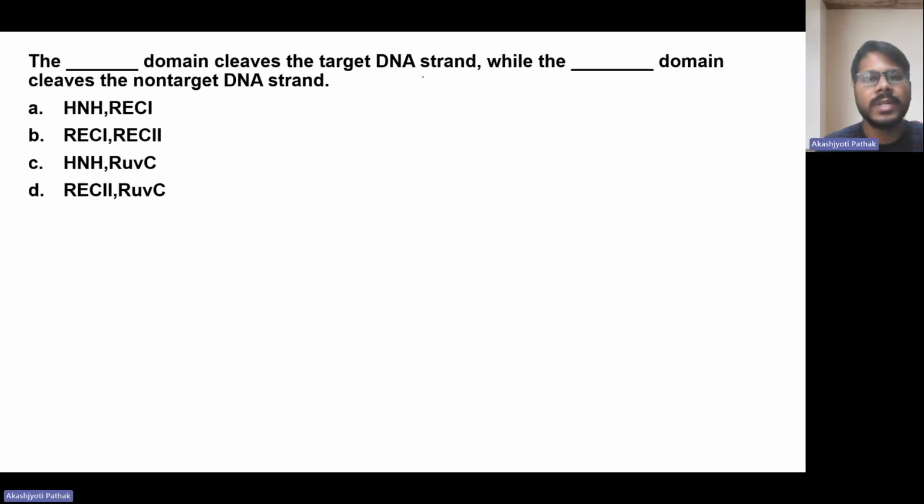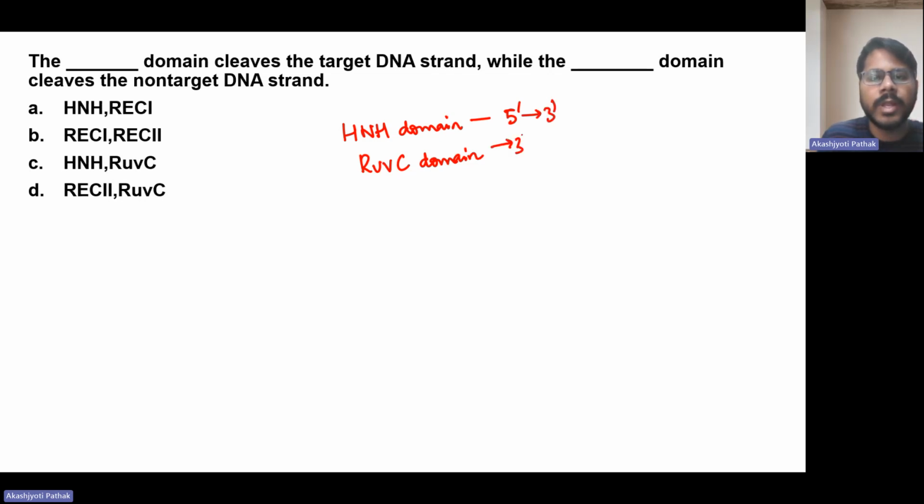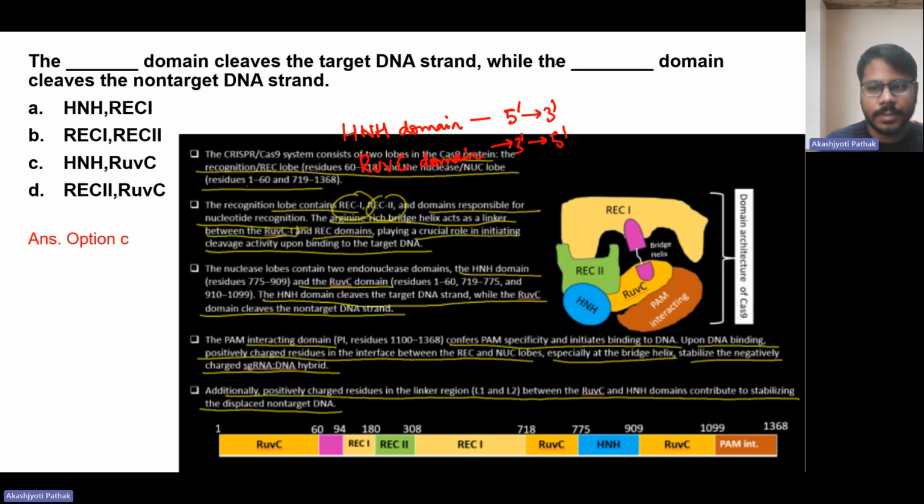So the HNH domain cleaves the target DNA while the RuvC domain cleaves the non-target DNA strand. So there are two nuclease domains: one is the HNH domain and another is the RuvC domain. The HNH domain will cleave the DNA strand which has 5' to 3' polarity, and the RuvC domain will cleave the DNA strand which has 3' to 5' polarity. Okay, so the answer is option C.